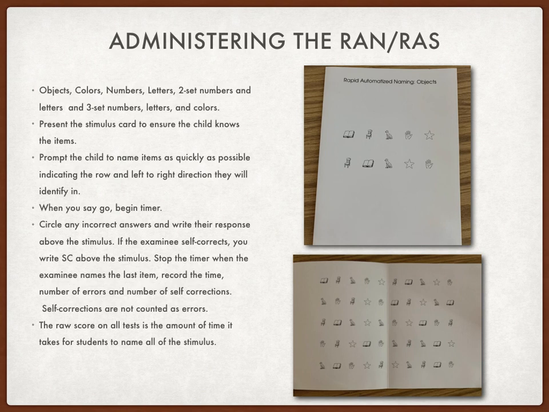Circle any incorrect answers and write their responses above the stimulus. If the examinee self-corrects, you write SC above the stimulus. Stop the timer when the examinee names the last item, and record the time, number of errors, and number of self-corrections. Self-corrections are not counted as errors. For the alternating sets, the set 2 and set 3 instructions are the same, just with alternating stimulus. The raw score on all tests is the amount of time it takes for students to name the stimulus.